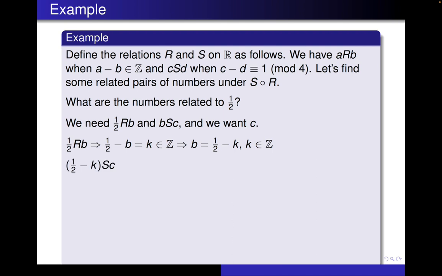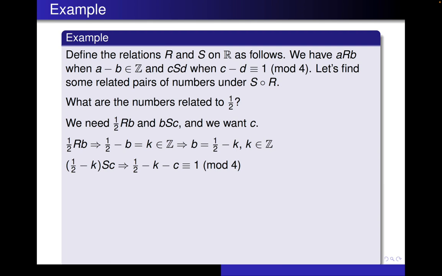The second one says that B is related to C under S. You may be saying, well, where's the B? Well, remember, B is equal to 1/2 minus K. So I'm going to replace that B with 1/2 minus K, which tells us that 1/2 minus K is related to C under S. What that means is when we subtract those two, 1/2 minus K minus C gives me an integer that is congruent to 1 mod 4.